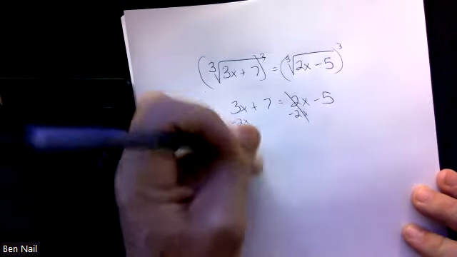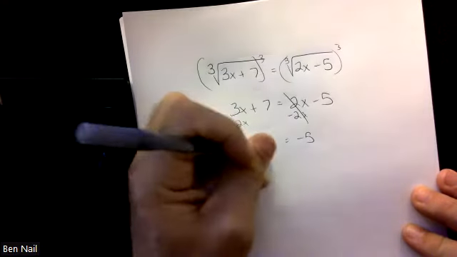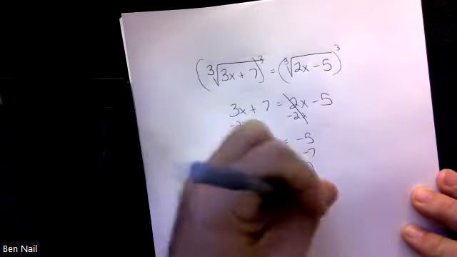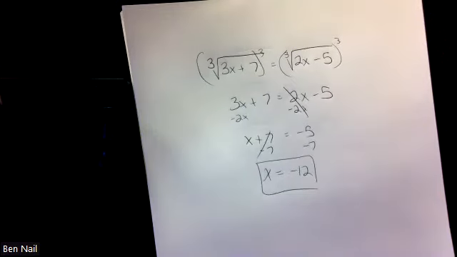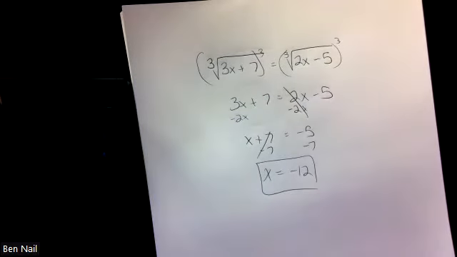Subtract 2x from both sides. Subtract 7 from both sides. And x should equal -12. Again, with x's on both sides, we do need to check our solution.